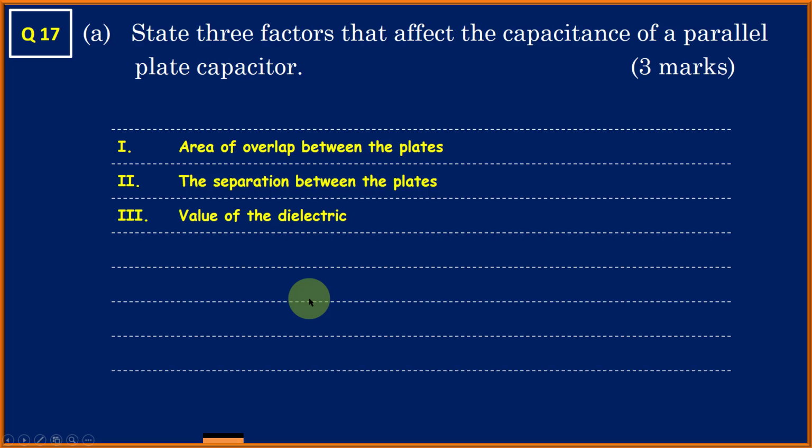Let's look at question 17. State 3 factors that affect the capacitance of a parallel plate capacitor. This one is quite direct. One of them is the area of overlap between the plates. The second one is the distance between the plates, or the separation. And the third one is the value of the dielectric constant between the plates.